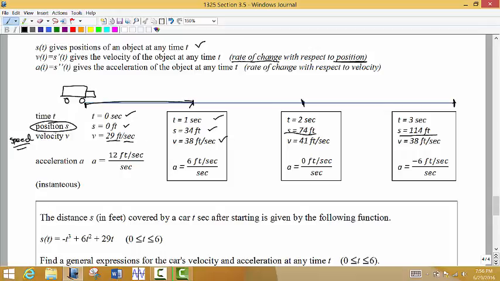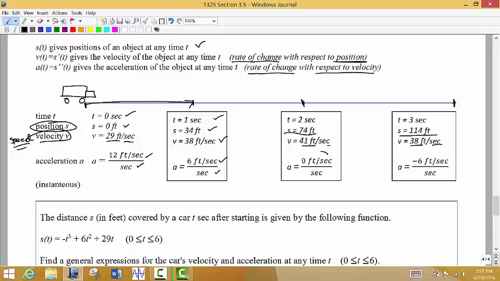So here we have 38 feet. We're going 38 feet for every second that we're driving. And here at this instant, we're doing 41 feet for every second, and here 38 feet for every second. What I want to know is how fast I'm changing my speed. So acceleration is the rate of change with respect to velocity. So how fast is your speed changing? So not position, but how fast is the velocity changing? Okay, so this tells me I'm traveling 13 feet per second per second. Okay, so it tells me how fast my speed is changing.